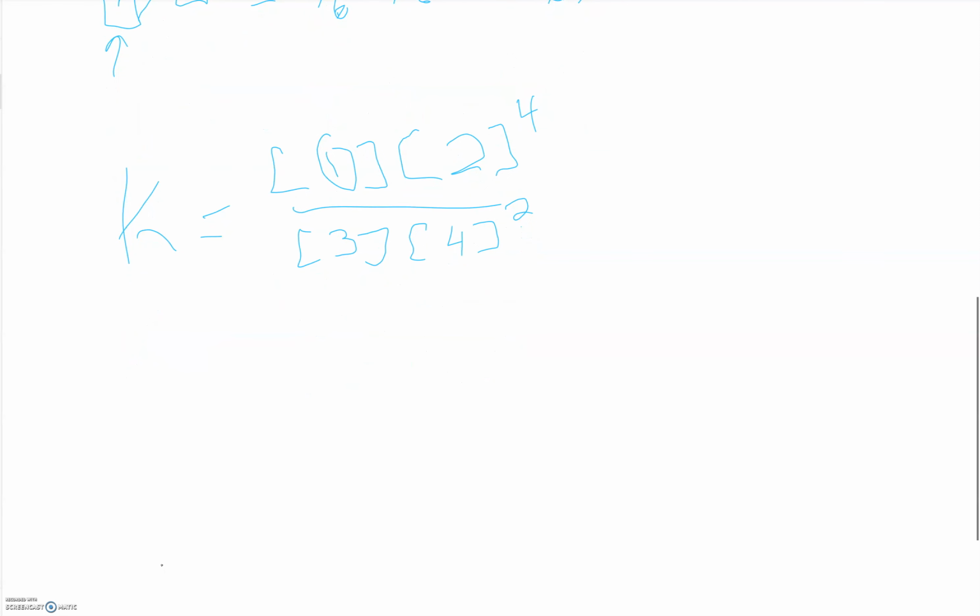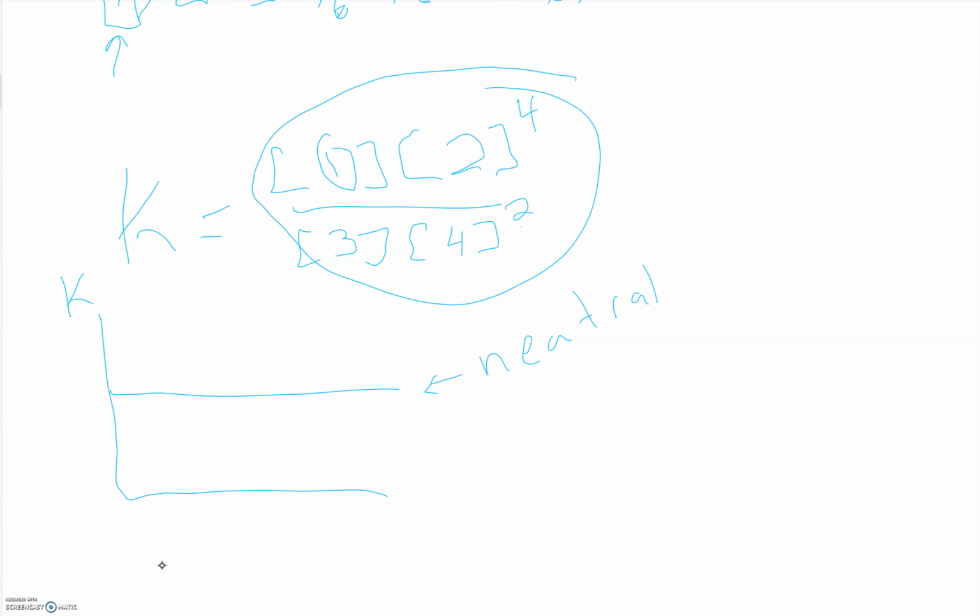What does this quantity K tell you? Well, if you were to graph K, if K was 1, that means that it is neither product favored nor reactant favored, so this is neutral. If K is greater than 1, that means that this quantity here, the numerator, is larger than the denominator. Well, the numerator was the reactants.